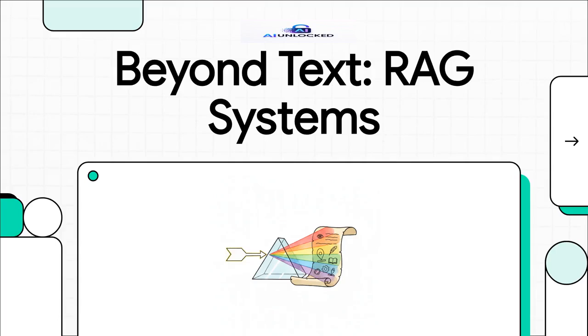All right, today we're tackling a huge problem, one that stops so many AI projects dead in their tracks. We're talking about making retrieval augmented generation, RAG, actually work with real-world documents. We're going beyond simple text to build systems that can finally see and understand tables and images.